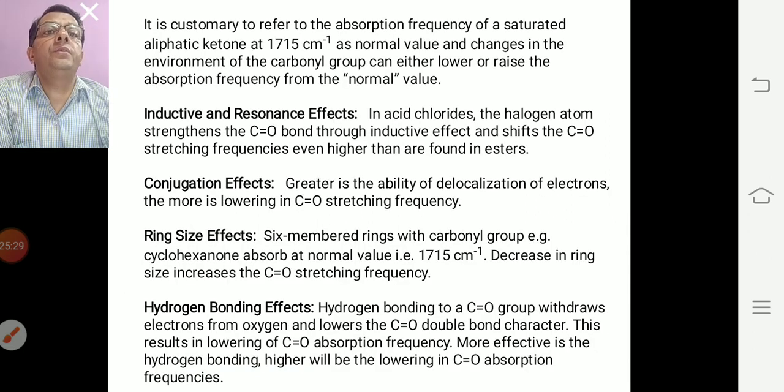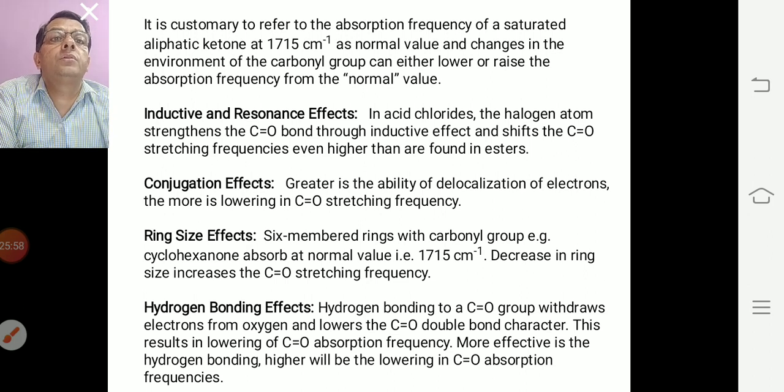It is customary to refer to the absorption frequency of a saturated aliphatic ketone at 1715 per centimeter as the normal value, and changes in the environment of the carbonyl group can either lower or raise the absorption frequency from the normal value. These factors are inductive and resonance effects. In acid chloride, the halogen atom strengthens the CO bond through inductive effect and shifts the C double bond O stretching frequency even higher than is found in esters.